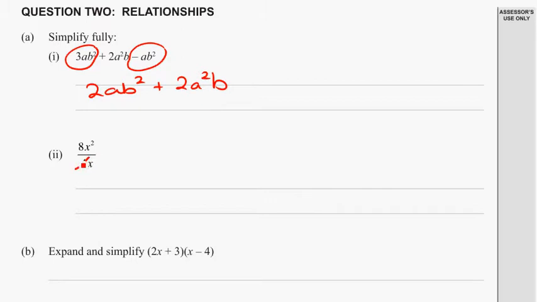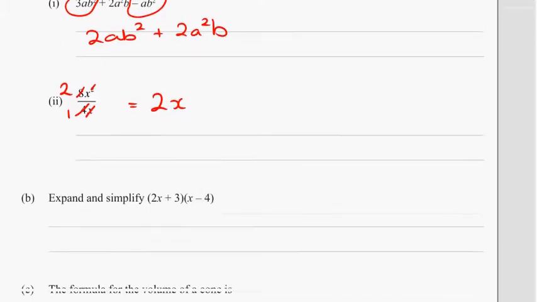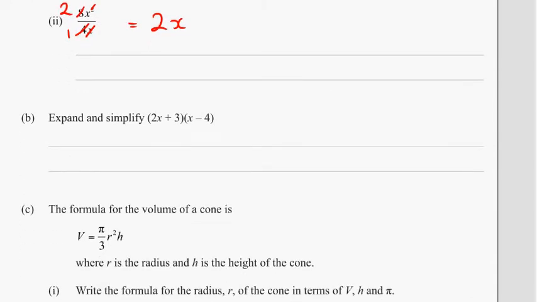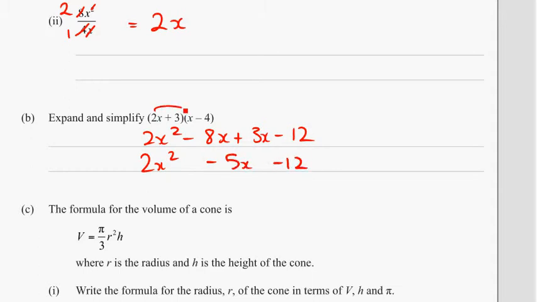Simplifying, 4's into that go 1, 4's into that go twice. One of those x's will cancel one of those, so I'm left with 2x, or 2 over 1. Part B, expand and simplify. You could pause it, try it, see if you can get the same answer, see if you agree. No mistakes.